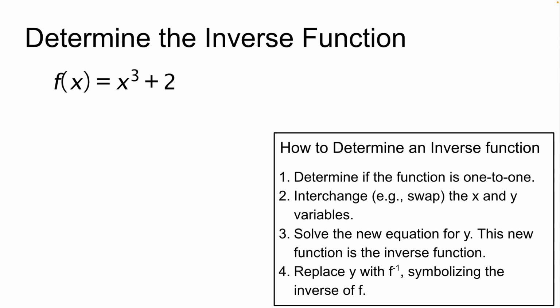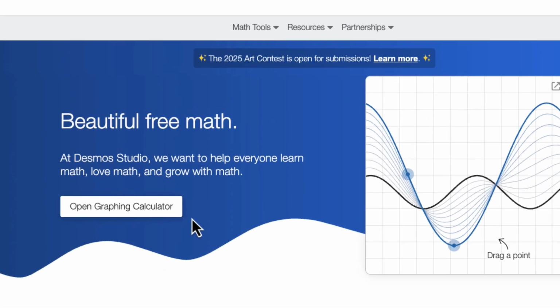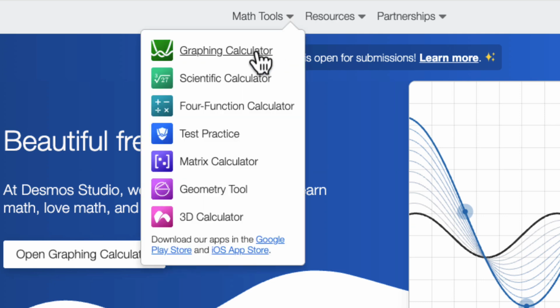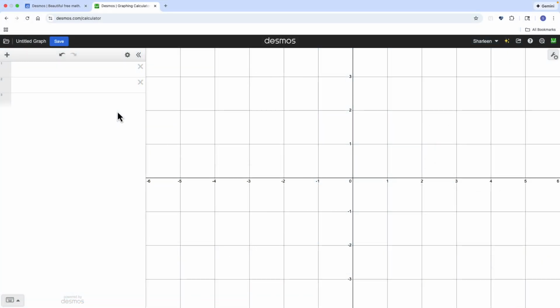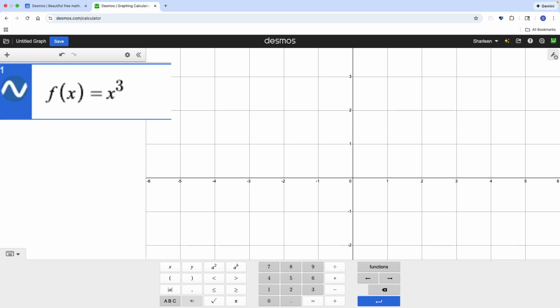So let's take our function over to Desmos, graph it, and use the horizontal line test to determine if it's 1 to 1. Open your browser to desmos.com. You can either click on the button to open the graphing calculator or go up to the Math Tools menu and select Graphing Calculator. When the calculator opens, you should be looking at a blank graph. Let's go over to the left-hand side and enter our function. f of x is equal to x cubed plus 2.